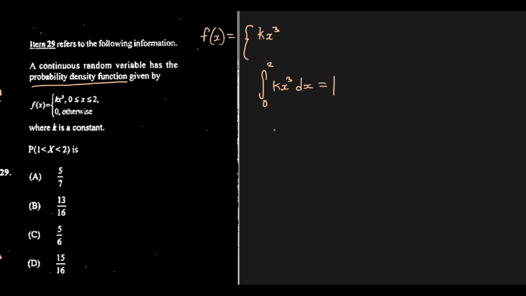So we're integrating this. Once we integrate this, it will be k x to the power of 3 plus 1, divided by 3 plus 1.